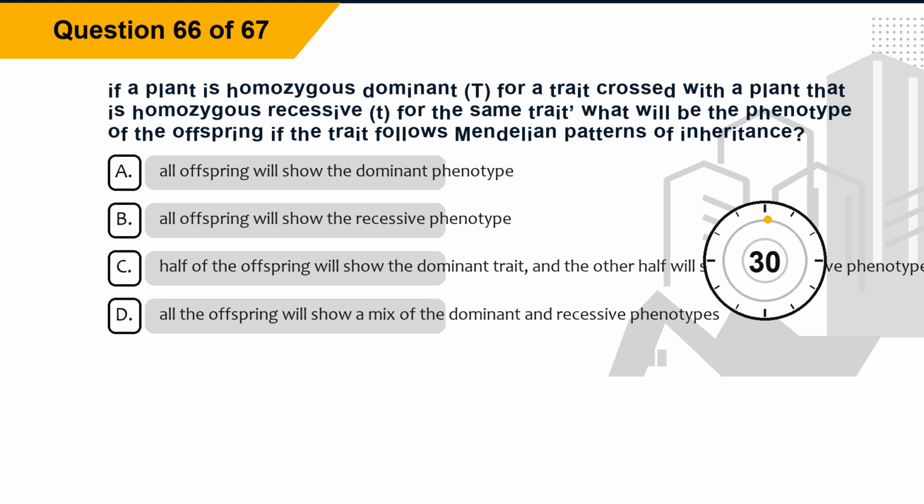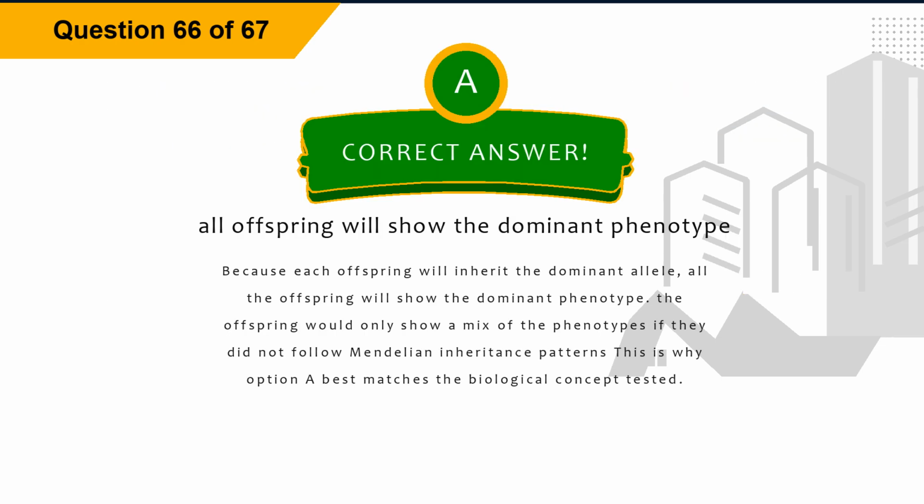Question 66. If a plant is homozygous dominant, T T, for a trait crossed with a plant that is homozygous recessive, t t, for the same trait, what will be the phenotype of the offspring if the trait follows Mendelian patterns of inheritance? Option A, all offspring will show the dominant phenotype. Option B, all offspring will show the recessive phenotype. Option C, half of the offspring will show the dominant trait, and the other half will show the recessive phenotype. Option D, all the offspring will show a mix of the dominant and recessive phenotypes. The correct answer is option A, all offspring will show the dominant phenotype.